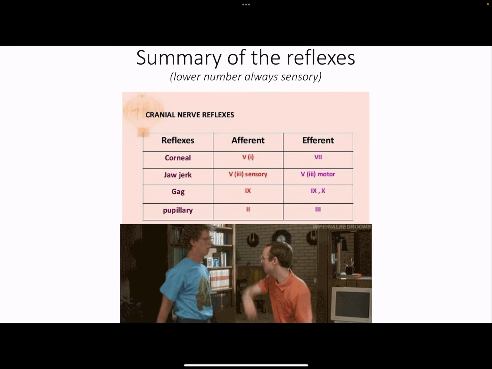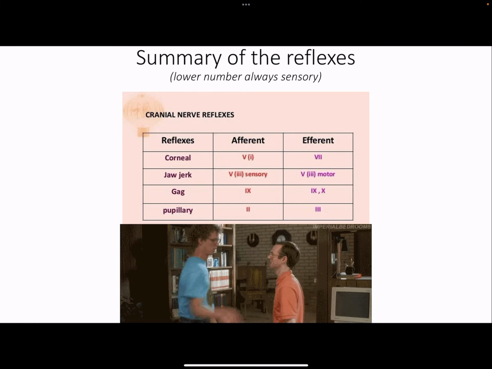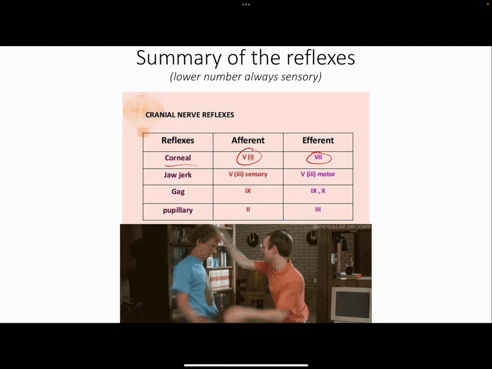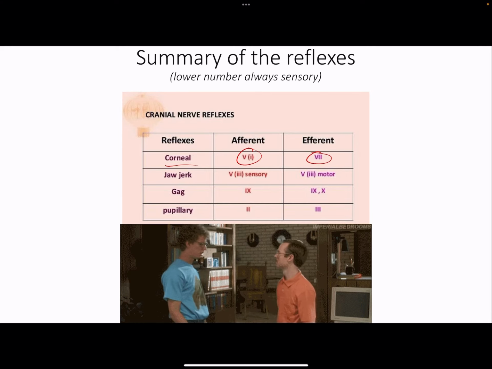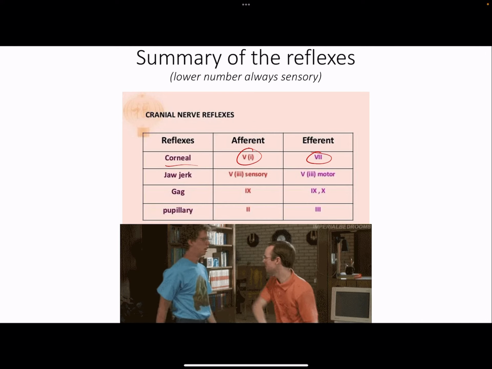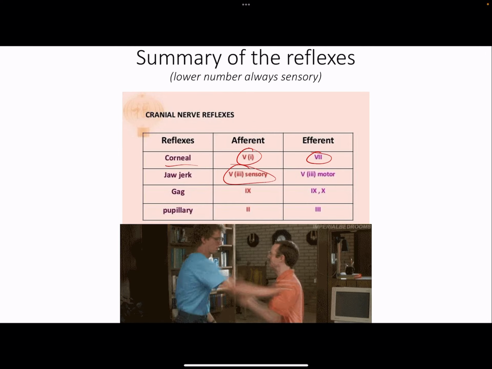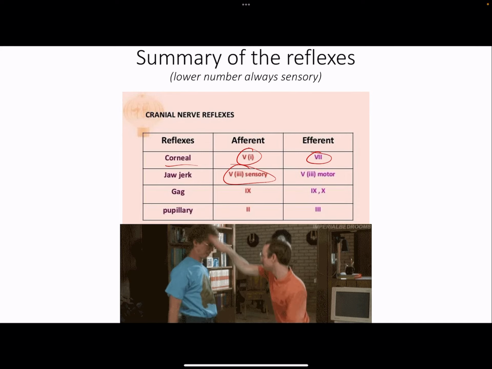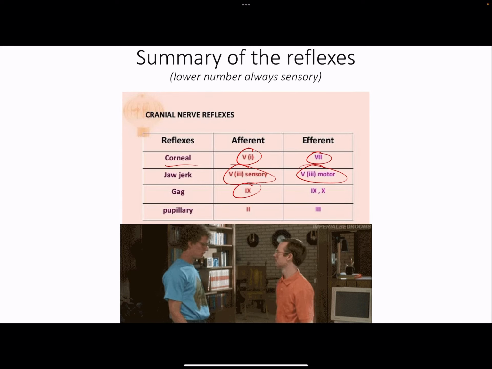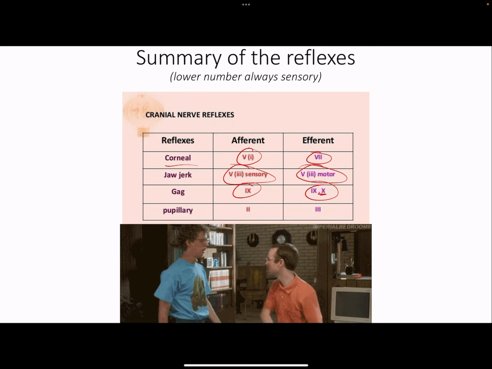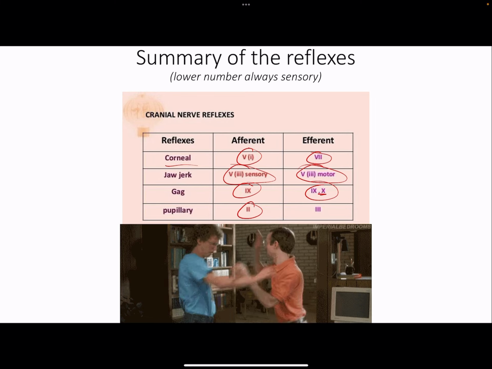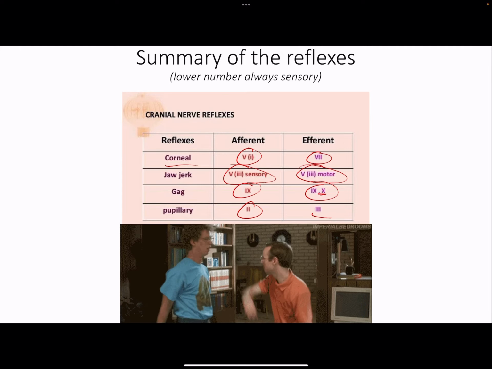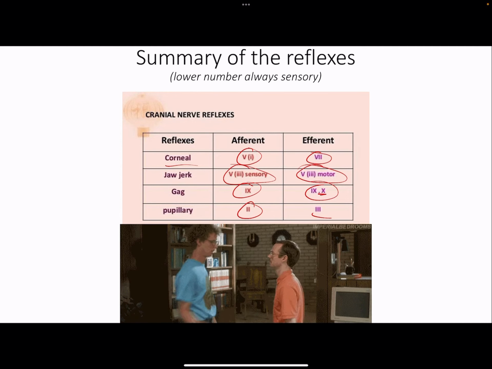So reflexes, for the most part, the numbers are always going to be lower. So the corneal reflex, if somebody pokes your eye, you're going to blink. You're feeling this with V1, the ophthalmic, and you're closing your eye with the orbicularis oculi with cranial nerve 7. The jaw reflex is going to be V3, the mandibular, for both the sensory and the motor. The gag, we said, is 9, and then mostly 10 for the efferent. And then the pupillary constriction response to light, 2 is going to be the afferent, and then 3 is going to be the efferent. So when in doubt, the lower number is always going to be afferent.